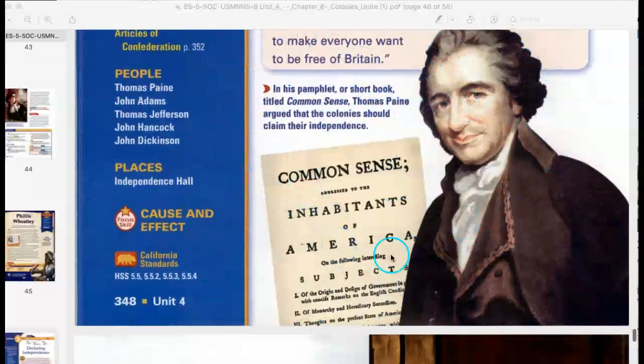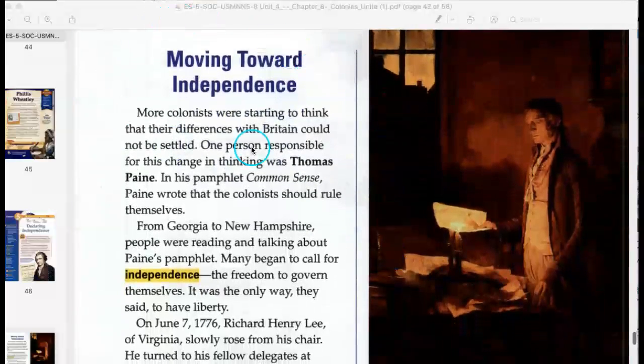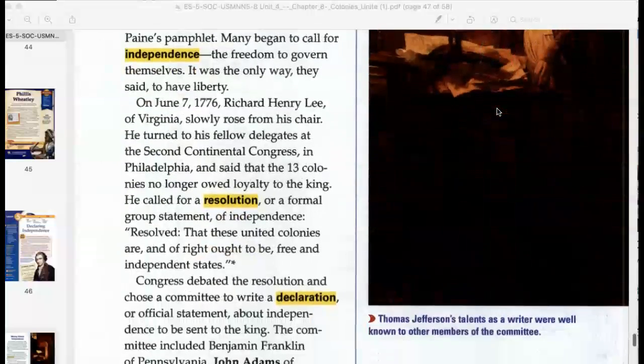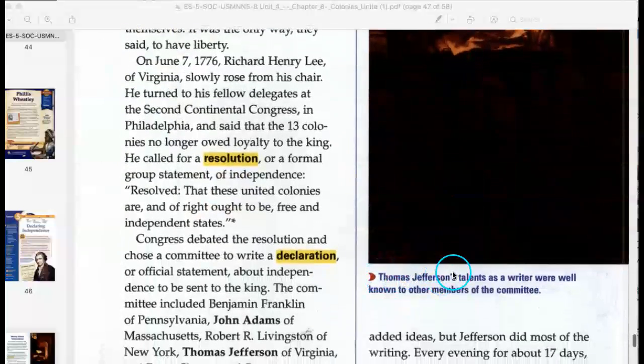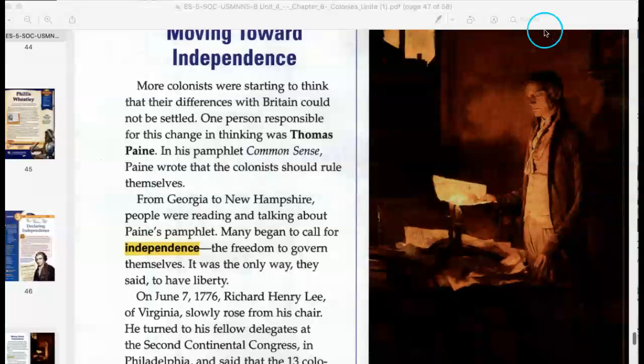In his pamphlet, or short book, titled Common Sense, Thomas Paine argued that the colonies should claim their independence. It's only common sense. Moving toward independence. We see here Thomas Jefferson's talents as a writer were well known to other members of the committee.